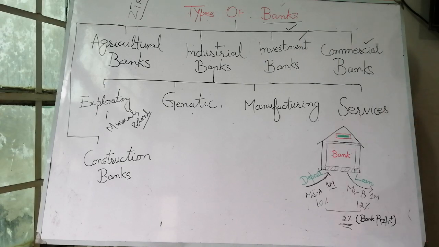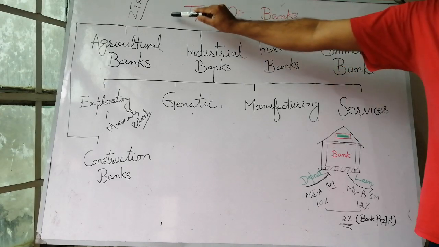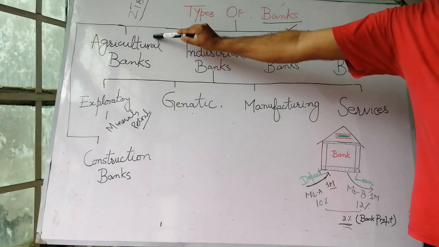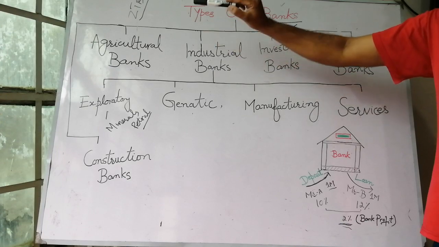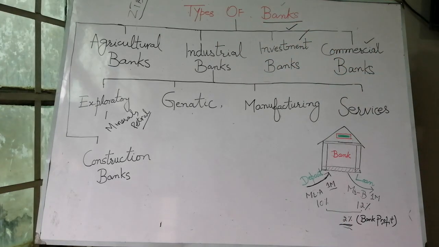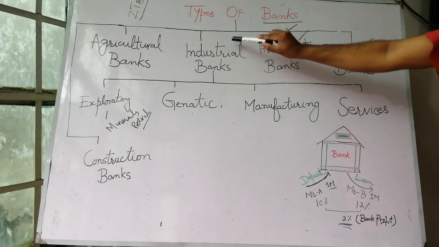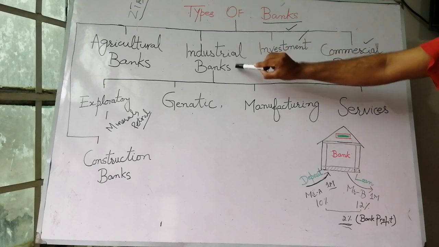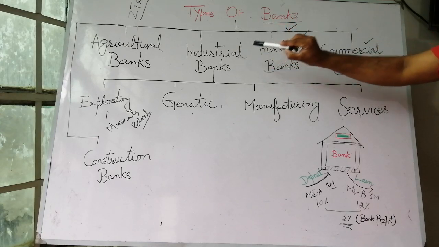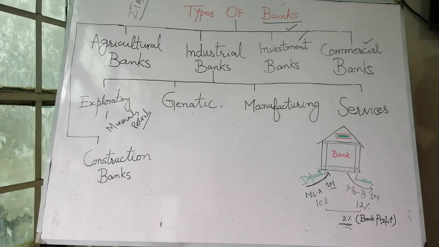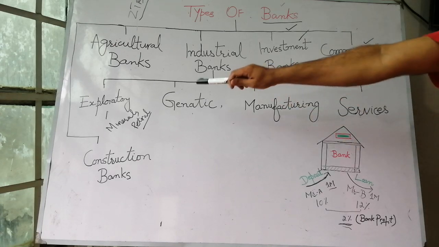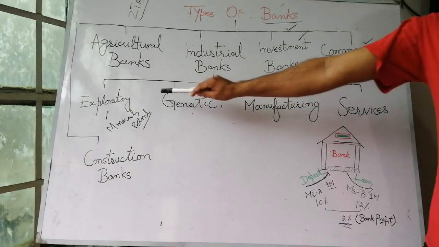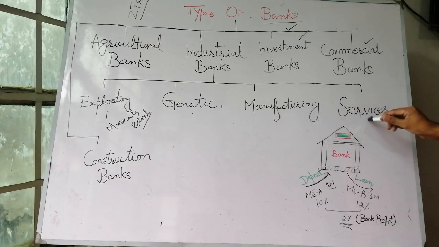As you know, Pakistan is an agricultural country, so it provides loans to the farmers and the agricultural areas for buying machinery, for erection of tube wells, for buying pesticides, for buying seeds, and these types of things. Then we have industrial banks, which promote the industrial area and give loans to industries like companies, factories, businesses, traders, etc. There are 4 types of industries: exploratory, genetic, manufacturing, and services.